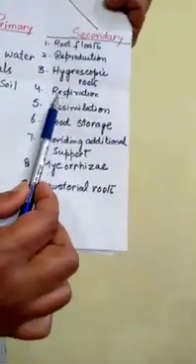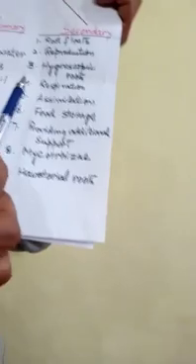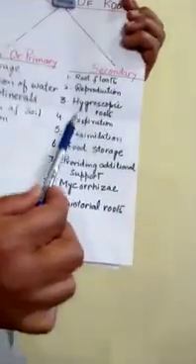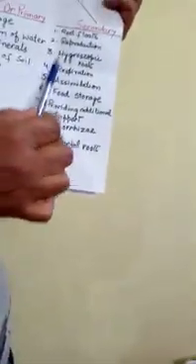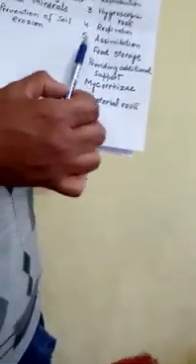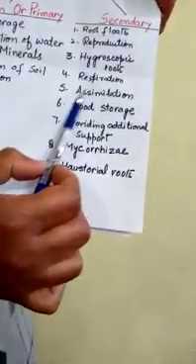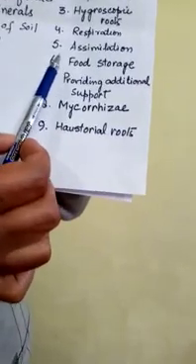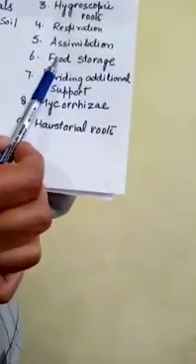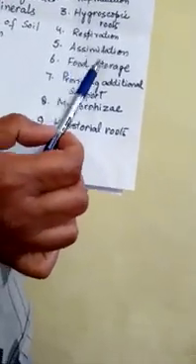Number fourth, respiration. The roots of certain plants may also serve in the process of respiration. Number fifth, the roots may also help in the synthesis of food, which is the assimilatory function. Number six, the roots may also help in the storage of food when they become fleshy, as in the carrot and the radish.